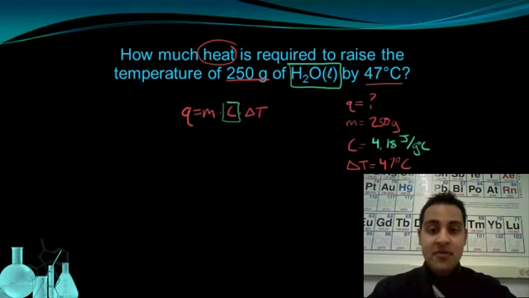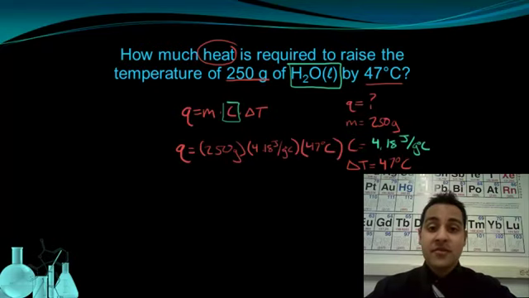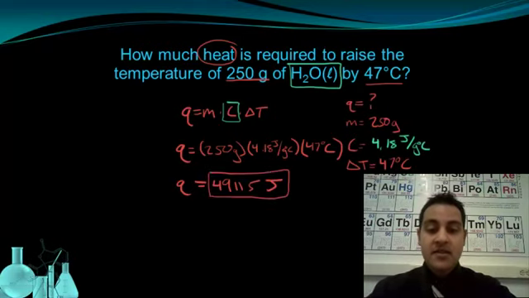Now that I have all my variables identified, I can go ahead and plug these in. Q remains a variable, and I set it equal to 250 grams times 4.18 joules per gram degree Celsius times 47 degrees Celsius. If I now evaluate this side of the equation, I'll see that Q equals 49,115 joules of energy. This is how much heat is required to raise this much water by 47 degrees Celsius.